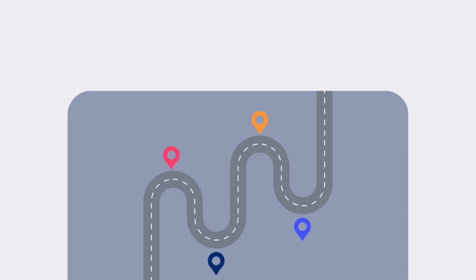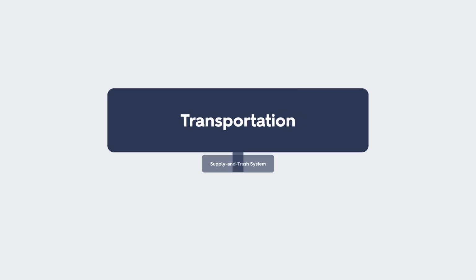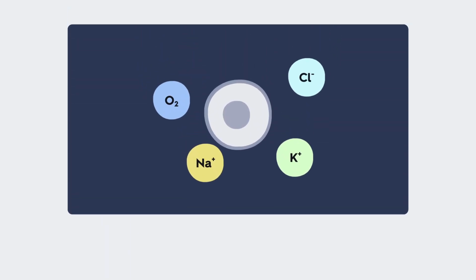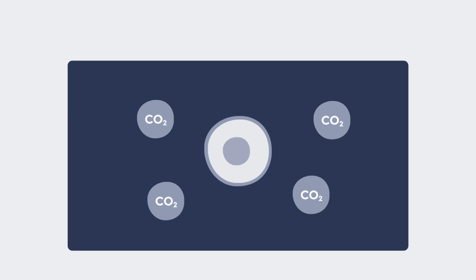So what exactly are organisms transporting, and why does it matter? Transportation is basically a supply and trash system. Cells need oxygen and nutrients delivered, and they need carbon dioxide and other wastes carried away.